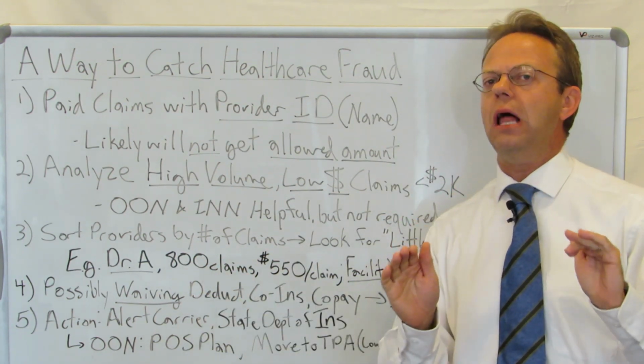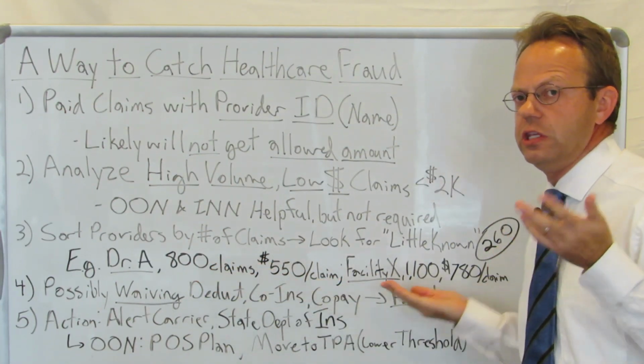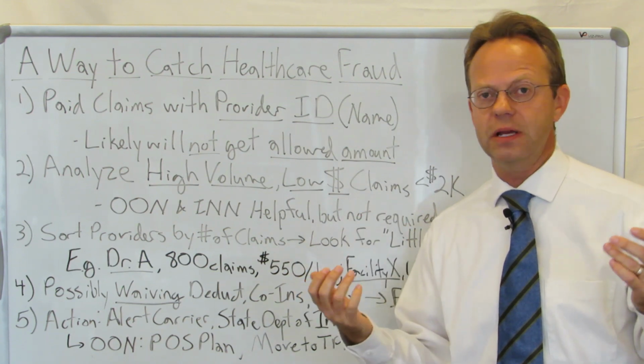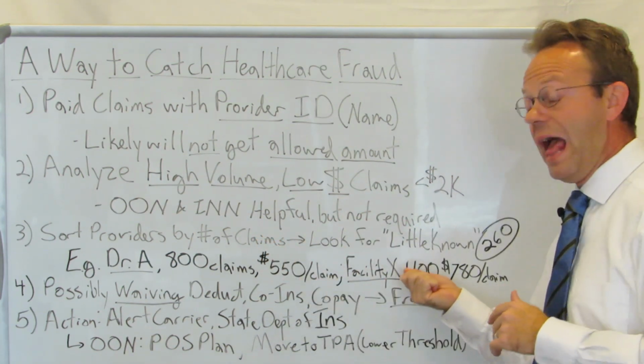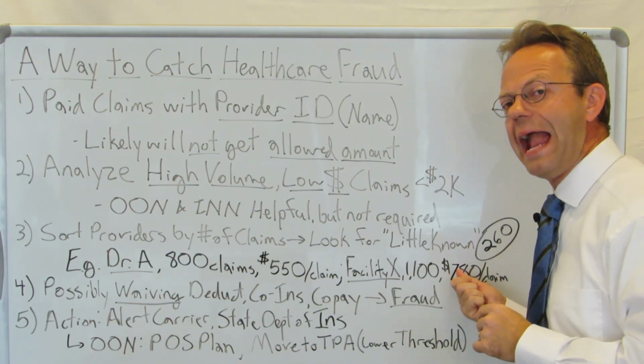Okay, that's a little odd. That should raise some eyebrows. Okay, next up, let's say instead of a particular doctor, it's a facility that has multiple providers, and that might be a chiropractor or a physical therapist, etc. And they might have 1,100 claims. And oh, by the way, the bill charge is $780 per claim.